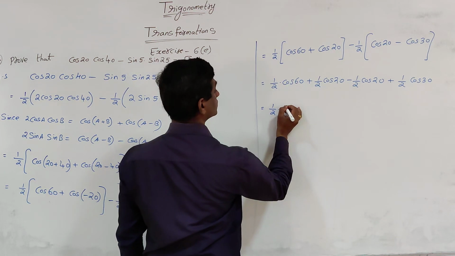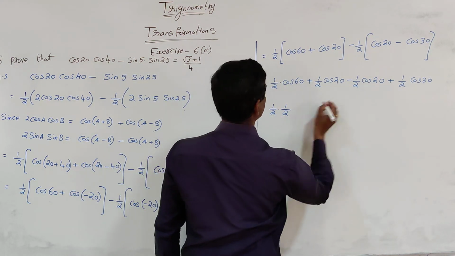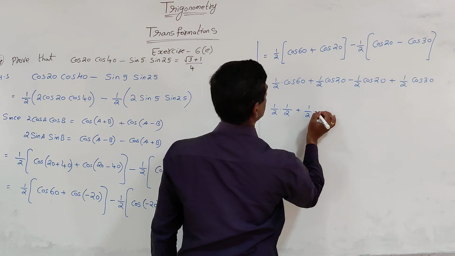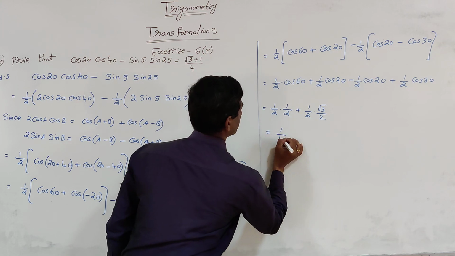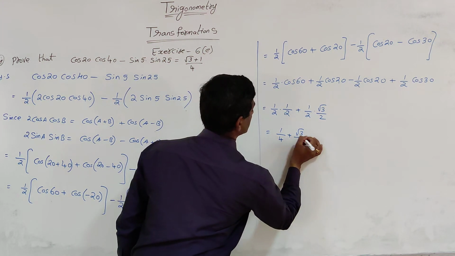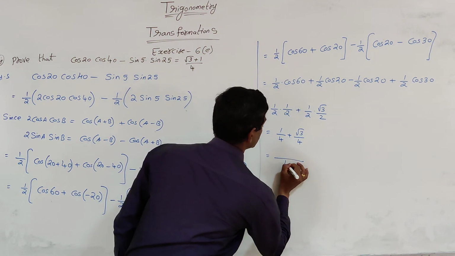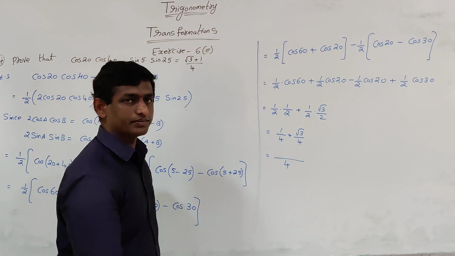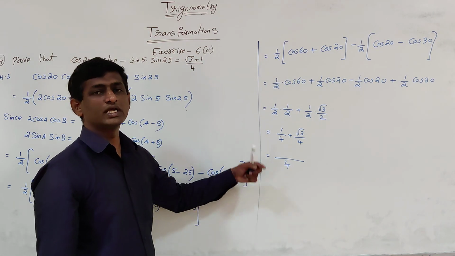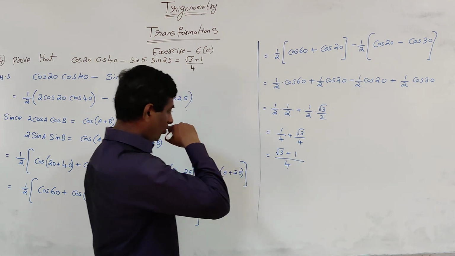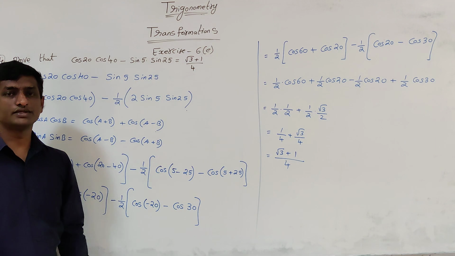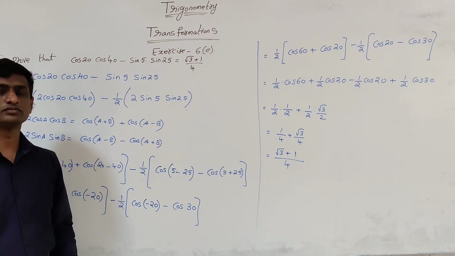What is the value of cos 60? 1 by 2, plus 1 by 2 into cos 30, which is root 3 by 2. So that gives 1 by 4 plus root 3 by 4. The LCM is 4, and as the denominator is the same, we can add up the numerators. That is root 3 plus 4 over 4. That is the RHS. Next problem.